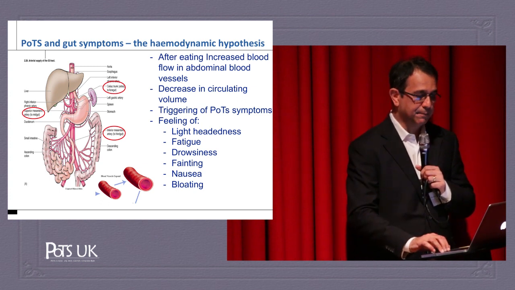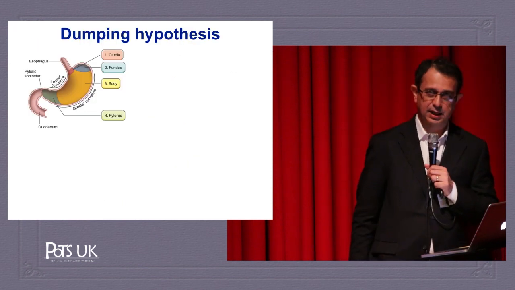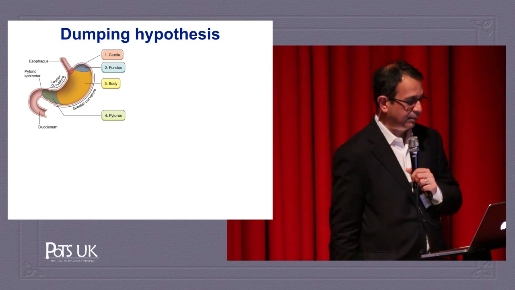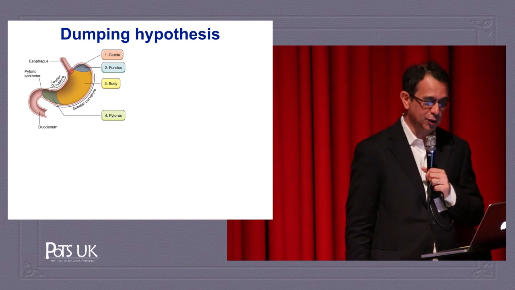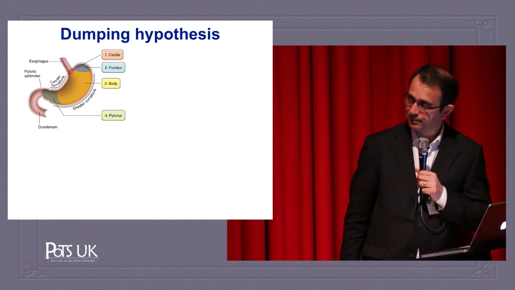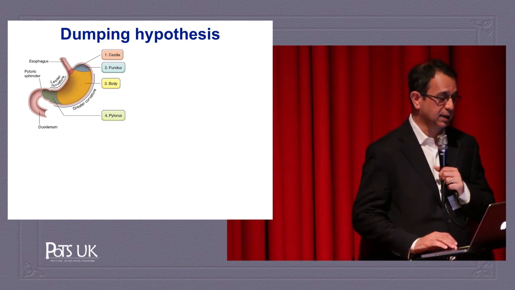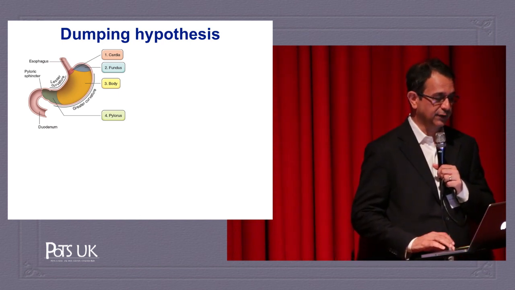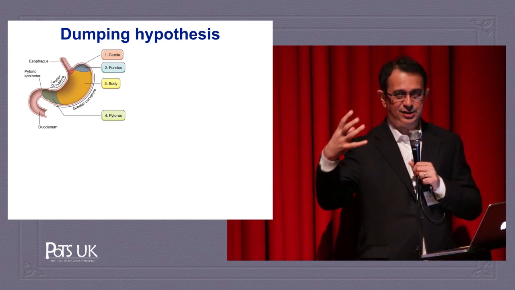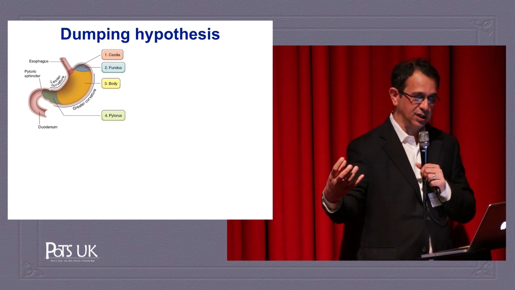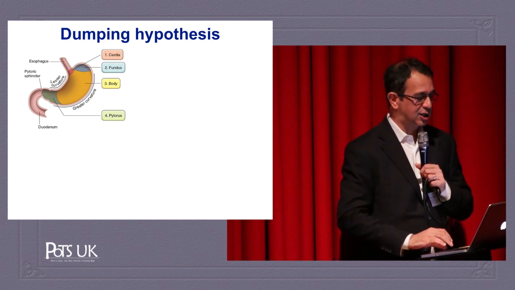Moving on to the dumping hypothesis, it's worthwhile just looking at what the stomach looks like, and I do apologize to some of my medical colleagues for showing them a picture of the stomach, but it acts as a bit of revision. We have many different parts within the stomach. The part that connects with the esophagus is called the cardia. And then we've got the fundus. The fundus is where the food, when you first eat, comes and sits. The fundus relaxes to accommodate the food that is coming in and holds it there. And slowly the food trickles down into the body of the stomach.